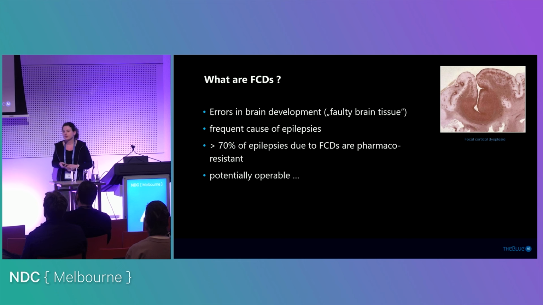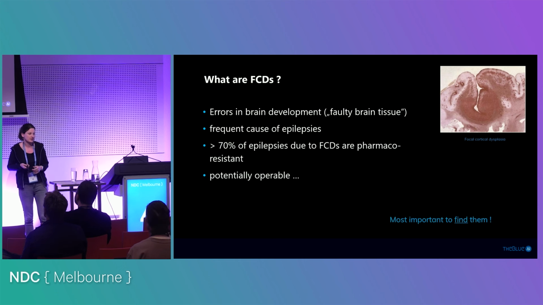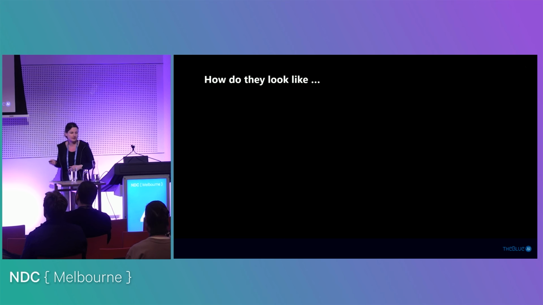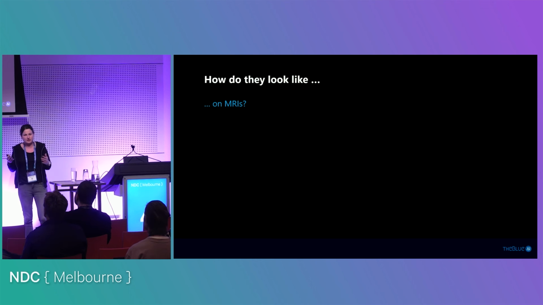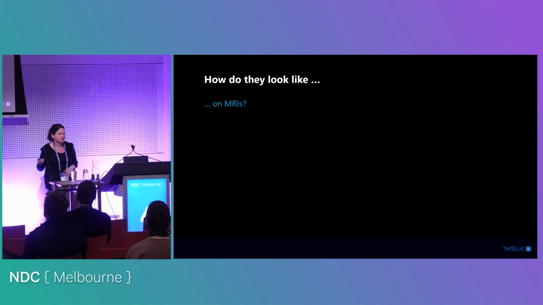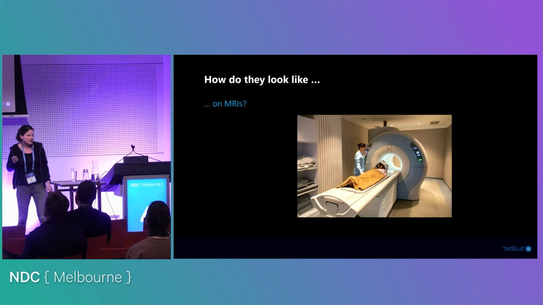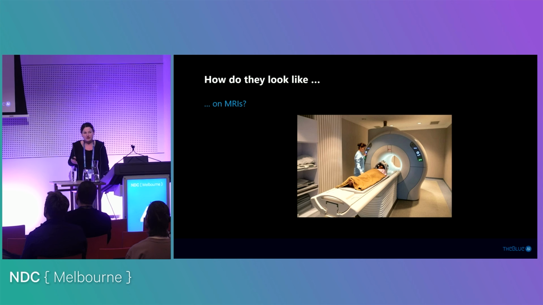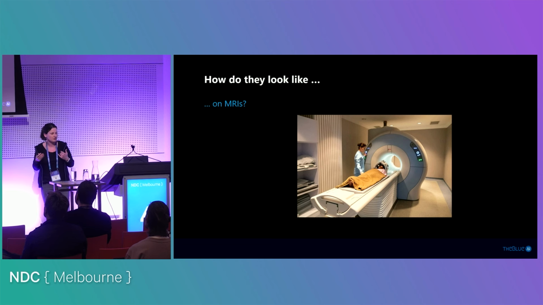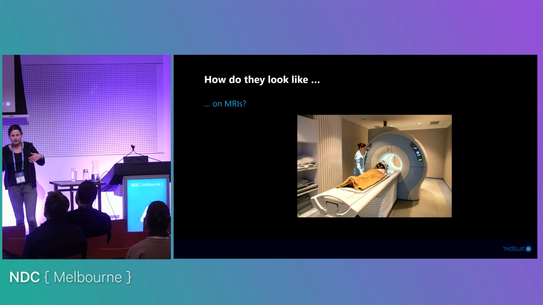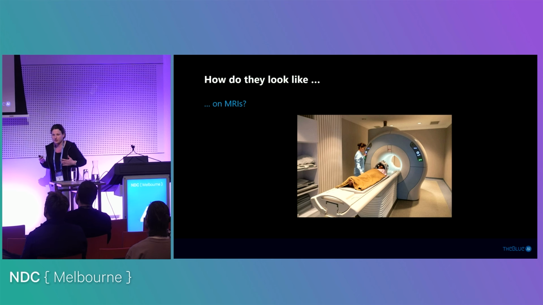The good news here is that they are potentially operable, but the most important thing is to find them. So let's analyze how they look on MRIs, because that's the way we can find them. If you're above 30, you probably already had some MRIs in your life, but if you're lucky enough and you didn't, a very short intro. MRI stands for magnetic resonance imaging, and this is an MRI scanner. It is basically a tube, you go into it, it makes some weird, quite loud noises, and it makes a series of pictures of your inner body using magnets and radio frequencies.